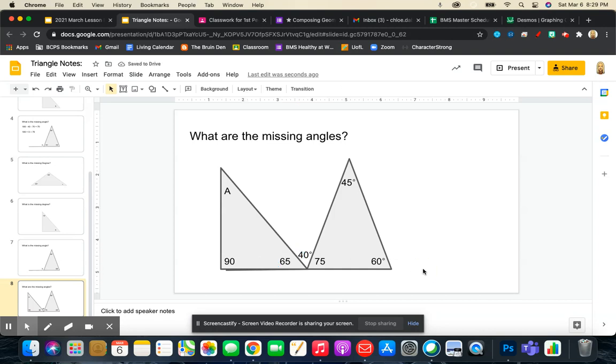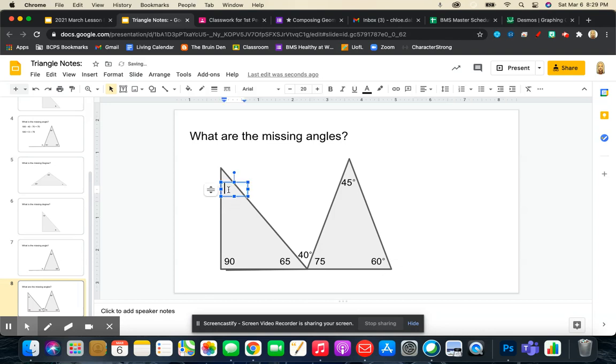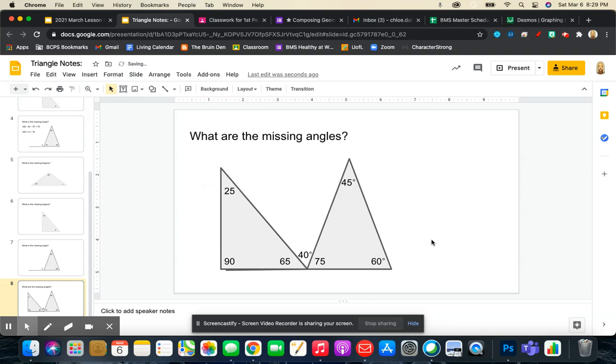And from there, we can figure out angle A. We take 180, take away 90, take away 65. Angle A is going to be 25 degrees, respectively. So that kind of leads you into your activity for today.